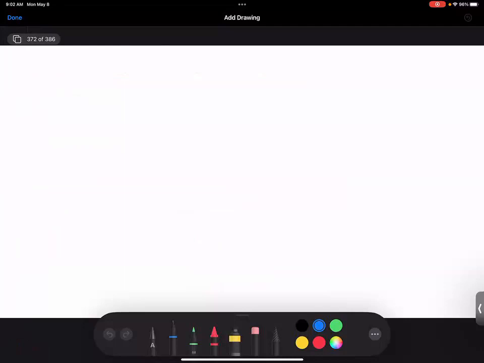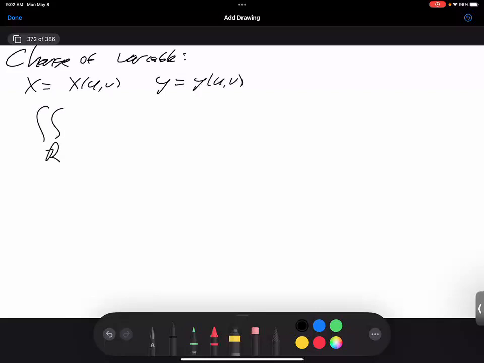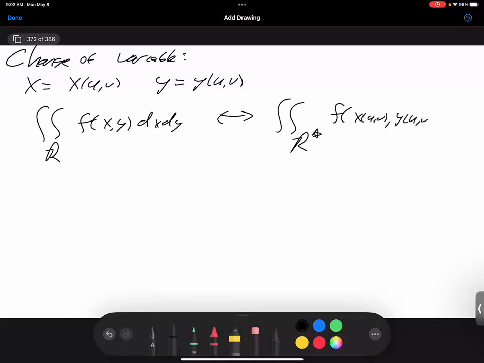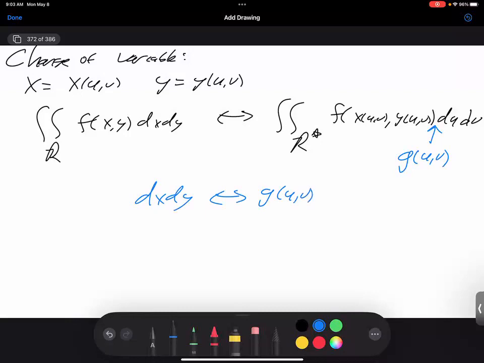And so the idea is we have a change of variable. Maybe we have x as a function of u, v and y as a function of u, v. And I want to integrate over some region R, f of x, y, dx dy, to an integral over some region R star of f of x of u, v, y of u, v, du dv. And so the question is, does it go just like this? No, there's something that I have to put in here. I have to put in some function of u and v.